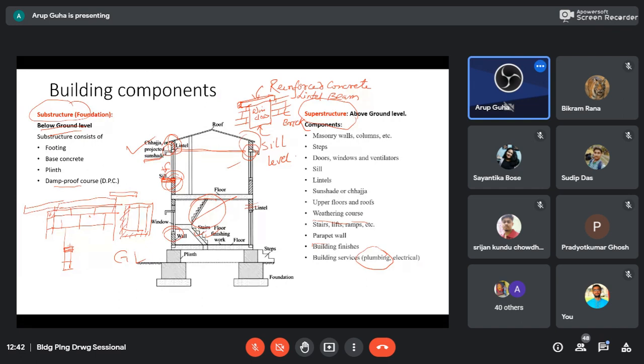But then this level is the bottom level of your window, and that is the sill level. So instead of saying sill separately, it is better to say sill level. Window sill. Right. The jamb will be fixed above the sill level.